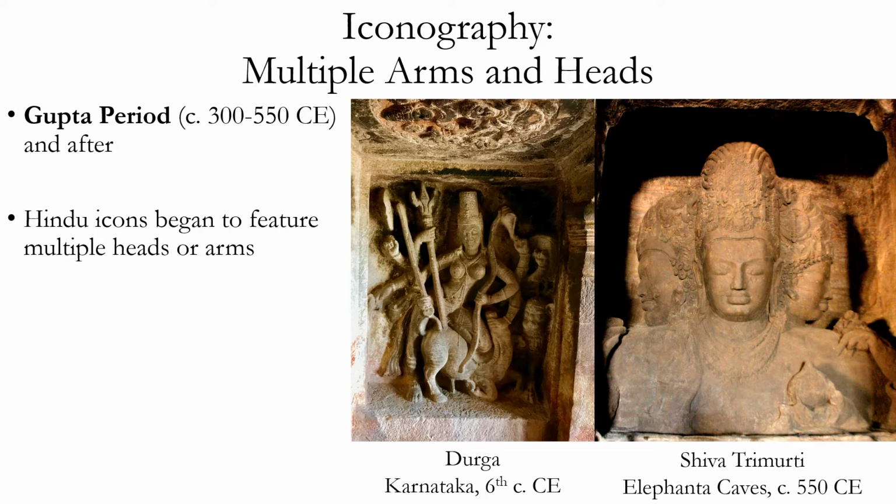And then after the first few centuries CE, we see it very common in Hindu icons to have multiple arms or heads. So the multiple arms may symbolize the great power of gods or goddesses. They can manifest in multiple ways, or they're omnipresent all throughout the universe. And the multiple heads may be symbols of great knowledge or wisdom.